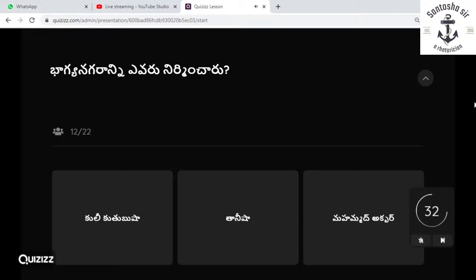3 options were given, and the order of the options might shuffle from person to person. So read all the options and pick the right one. It is from your textbook, however, it is also a general knowledge question. It's related to both Telugu and social studies. 10 seconds more for you to pick the right choice for this question. 20 members already answered. 3, 2, 1, 0.